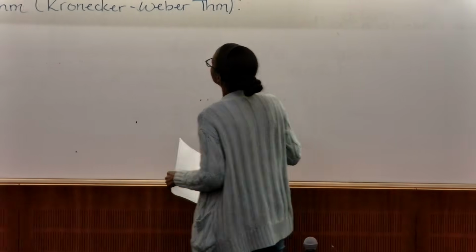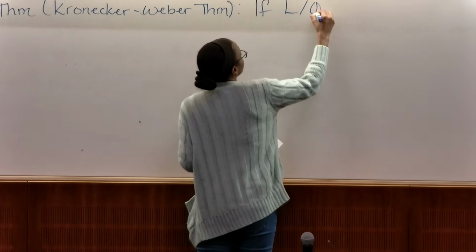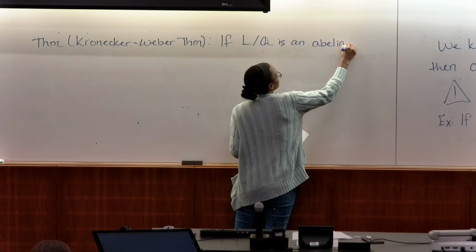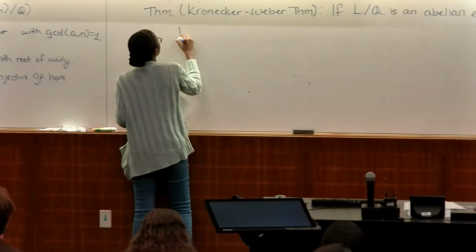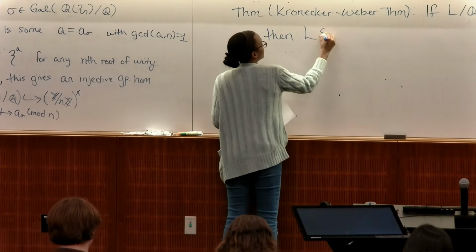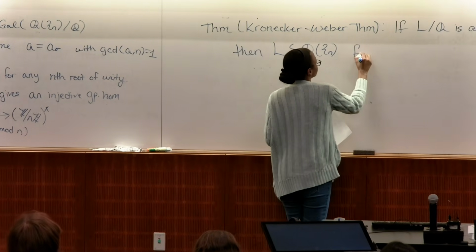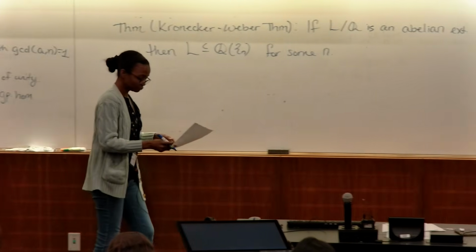Okay, so the Kronecker-Weber theorem says if L over Q is an abelian extension, then L is contained in Q adjoin zeta n for some n.